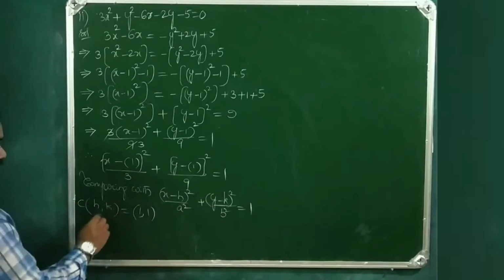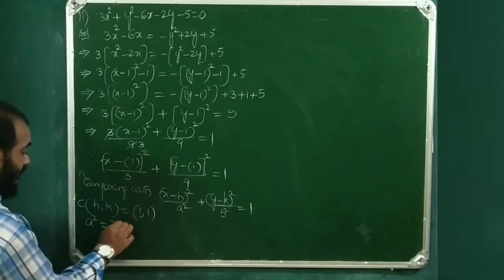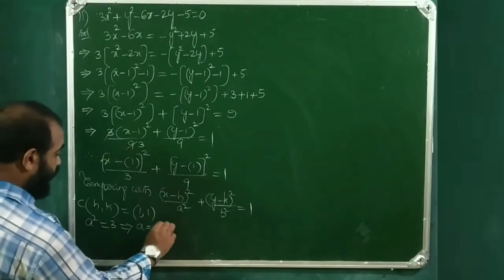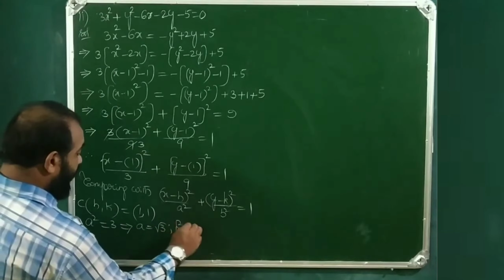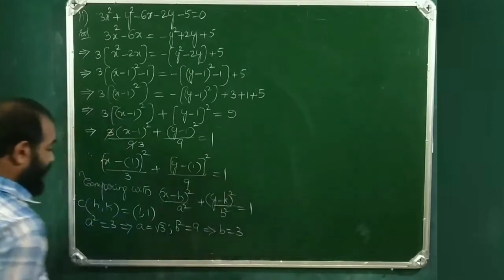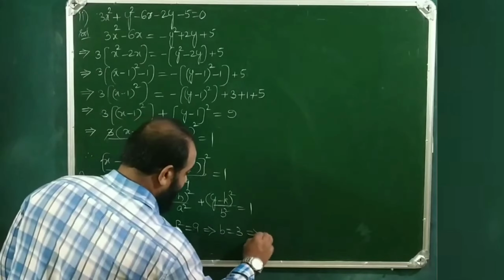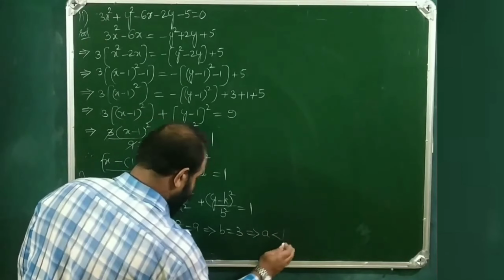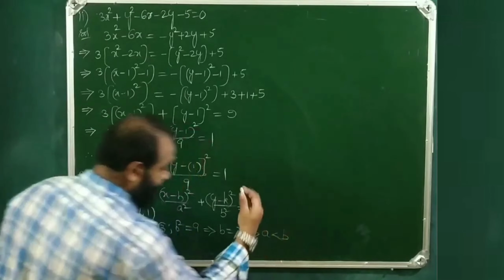Now here a square equals 3. From this a is equal to root 3. b square is equal to 9. From this b is equal to 3. Here a is less than b.